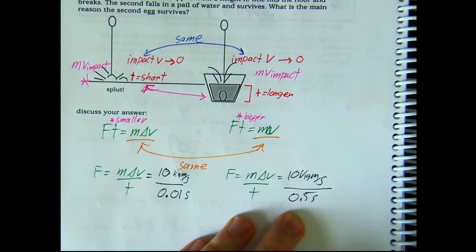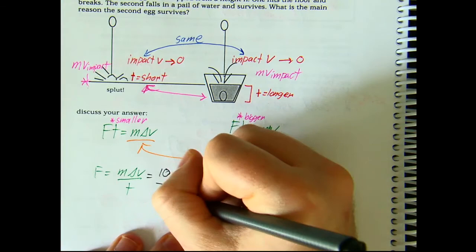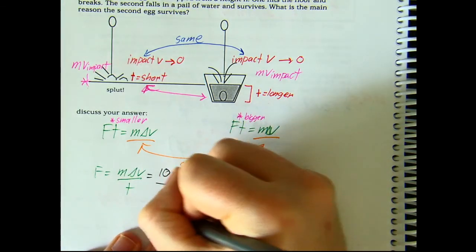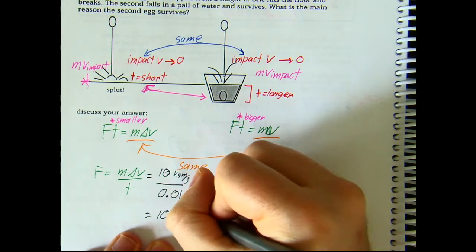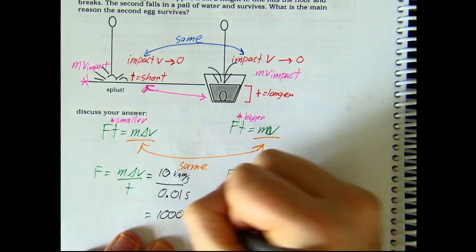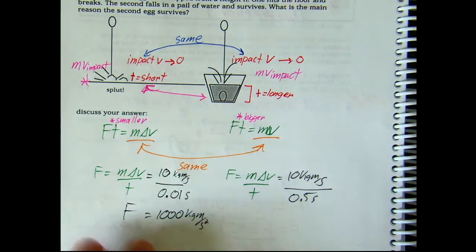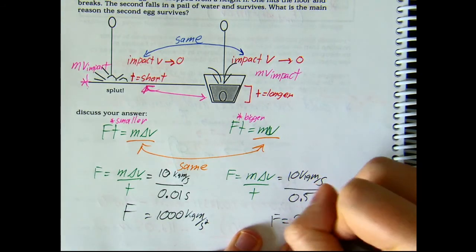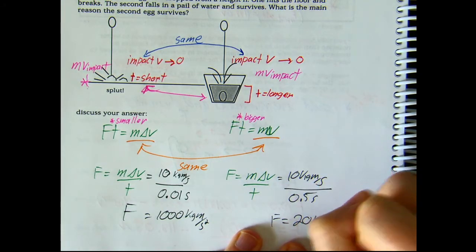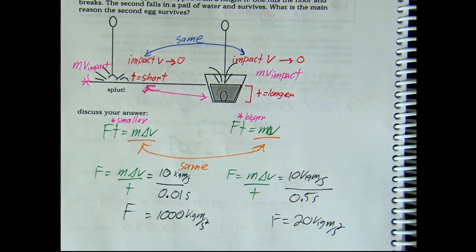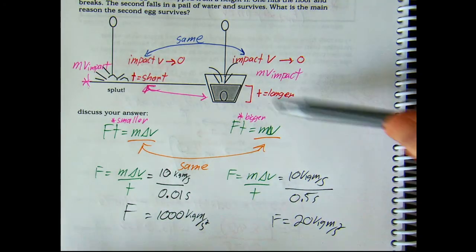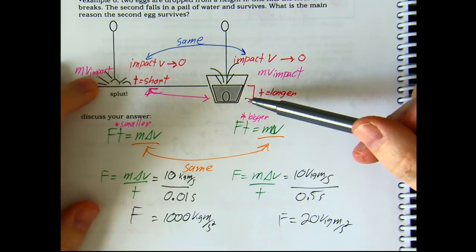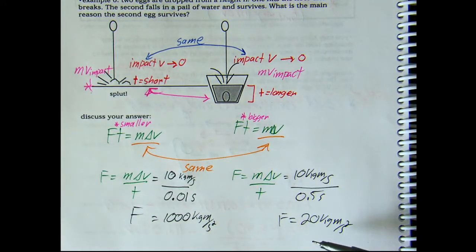Look at the difference here. 10 divided by 0.01 is 1,000 kilogram meters per second squared. 10 divided by half a second is 20. So by increasing the time to slow down, we can see that the force is smaller because it's changing the momentum over a larger period of time.